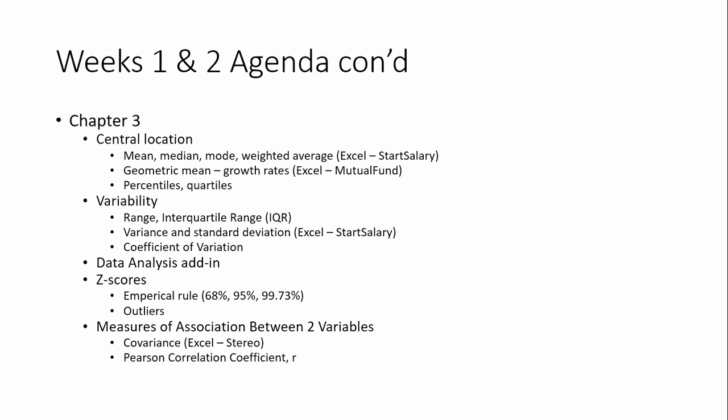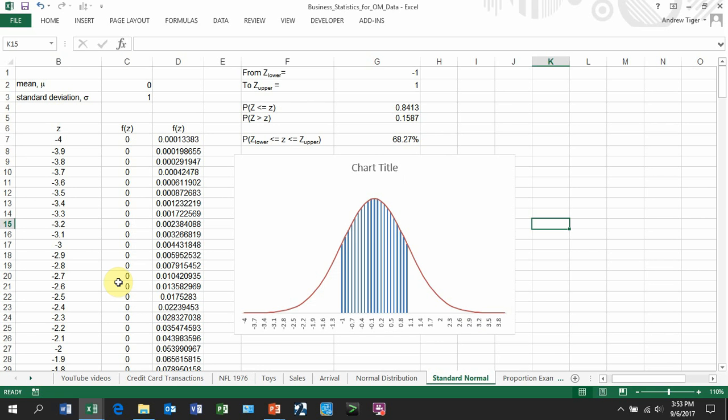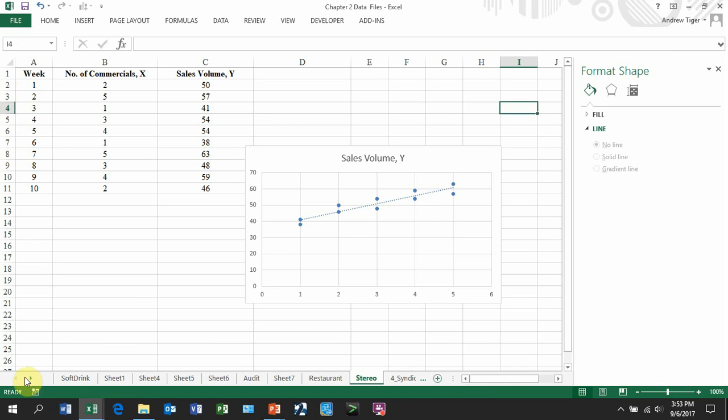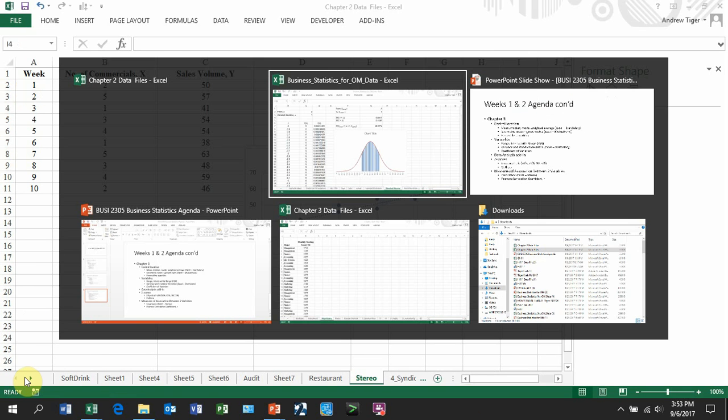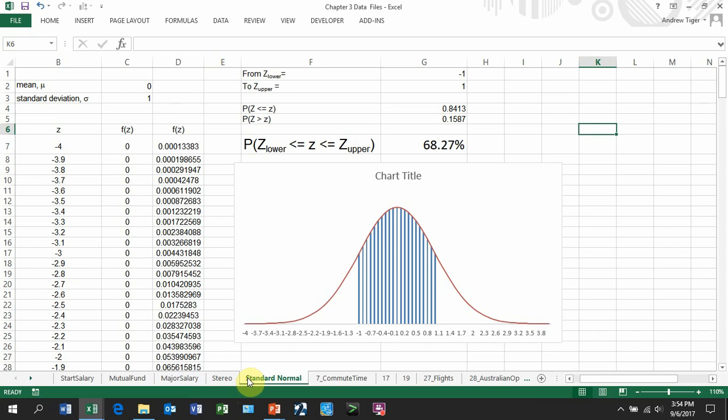So the z-score is based on something called the standard normal distribution. We will cover that later on when we talk about probability distributions, but it's good to introduce it, and I've built a little spreadsheet. It's in the Chapter 3 data files under standard normal. And all this is, the standard normal distribution is unimodal, centered at 0.